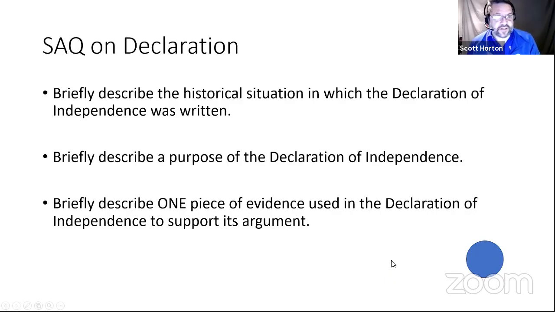So let's give you a second just to think about this. What's this historical situation? What's a purpose? And what's a piece of evidence that Jefferson uses?